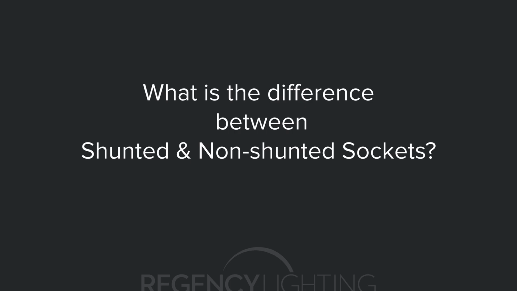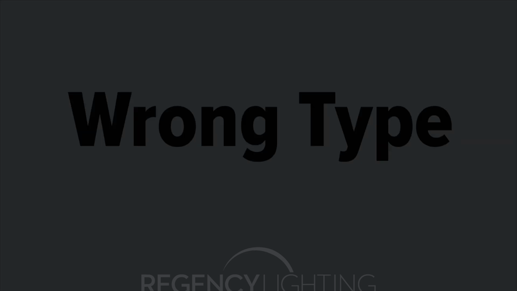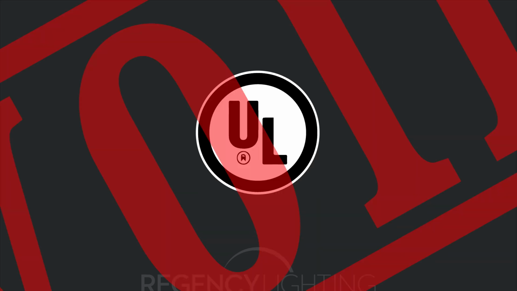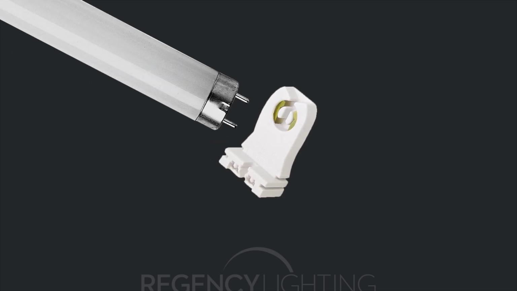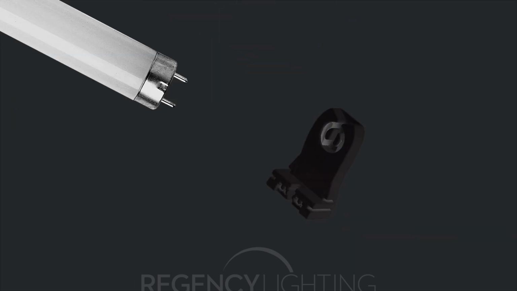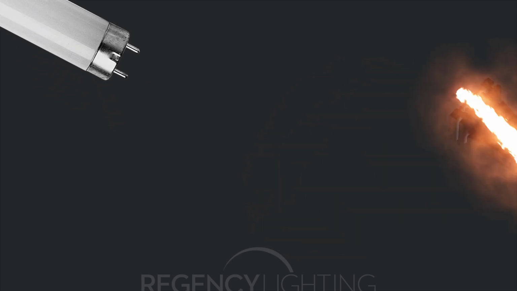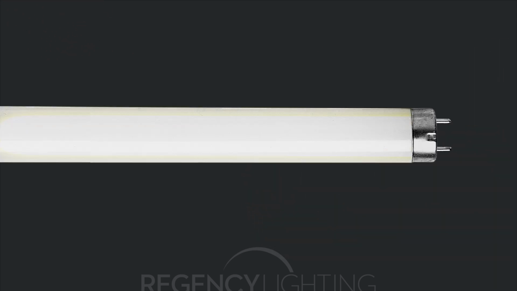Why is it important to know what kind of sockets or tombstones are in your linear fluorescent or LED light fixture? First of all, using the wrong type can void the UL listing of your lamp. Second, and just as importantly, the wrong socket and lamp combination can cause an electrical short, resulting in a serious fire hazard. Oh, and using the wrong type almost always shortens the life of the light bulb as well. So, what is a shunted socket anyway?